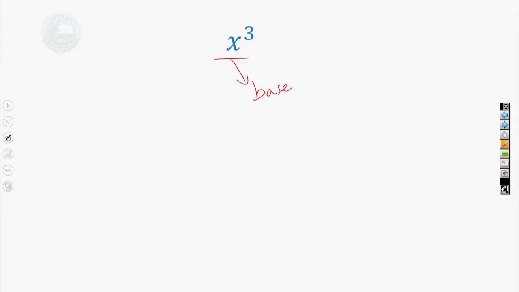Whatever that base is, the power, this here is our power. That power tells us the number of times that the base has to be multiplied by itself. So therefore, we know for sure that x cubed is going to be x multiplied by x multiplied by x. So one factor of x cubed is of course going to be x, because x is something that is multiplied or can be multiplied to give us x cubed.